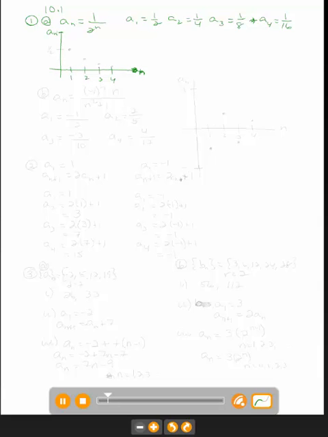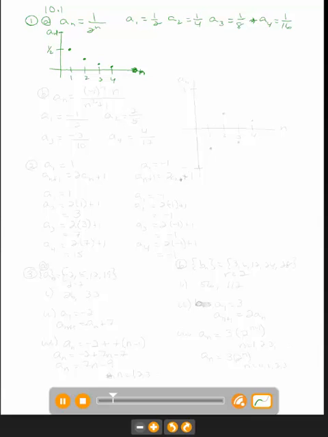So graphing this, you graph the n on the x-axis, and then you put your a sub n on the y-axis. So when n is 1, we got 1/2, and I think I better make 1 be way up here. So 1/2 would be right here. And then 2 gave us 1/4. And then 3 gave us 1/8. And then 4 gave us 1/16.